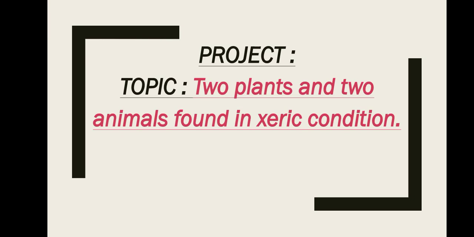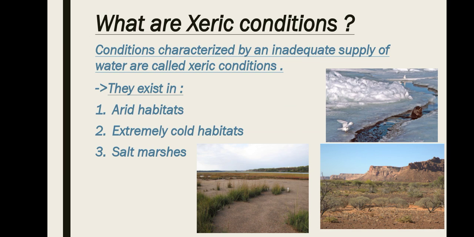Hello everyone. So today I am going to explain about two plants and two animals found in xeric conditions. So first of all, the question is, what actually are xeric conditions? The conditions which are characterized by the presence of less amount of water than what is actually required, or in other words, the conditions which are characterized by the presence of inadequate amount of water are called xeric conditions.